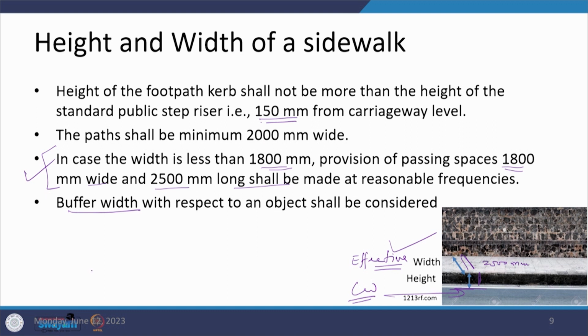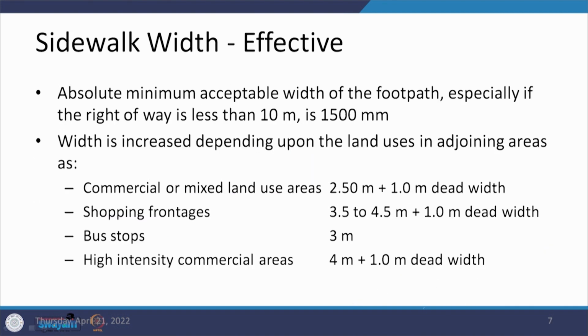That means we are going to have a width which is lesser than that, but at some positions we need to provide a higher width in this form. So, we have a minimum of 1800 and then this length is going to be 2500 mm, and that is the location where, under the constraint conditions, the pedestrians will be crossing. Now, when you have a right of way which is less than 10 meters, as I was saying, in that case the absolute minimum can become 1500 mm.